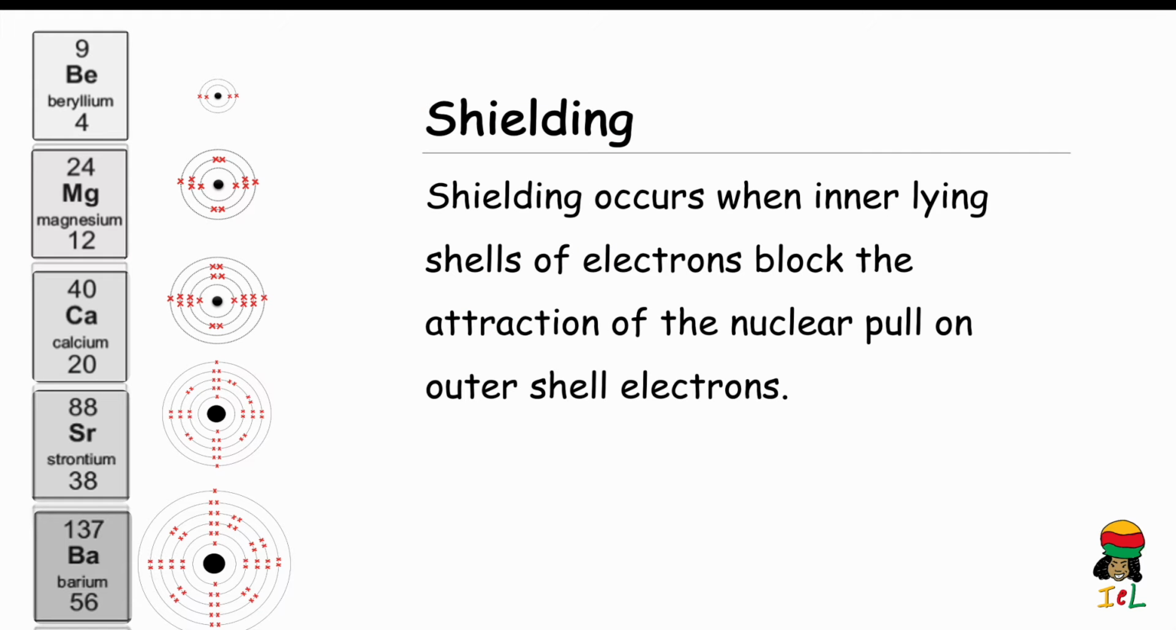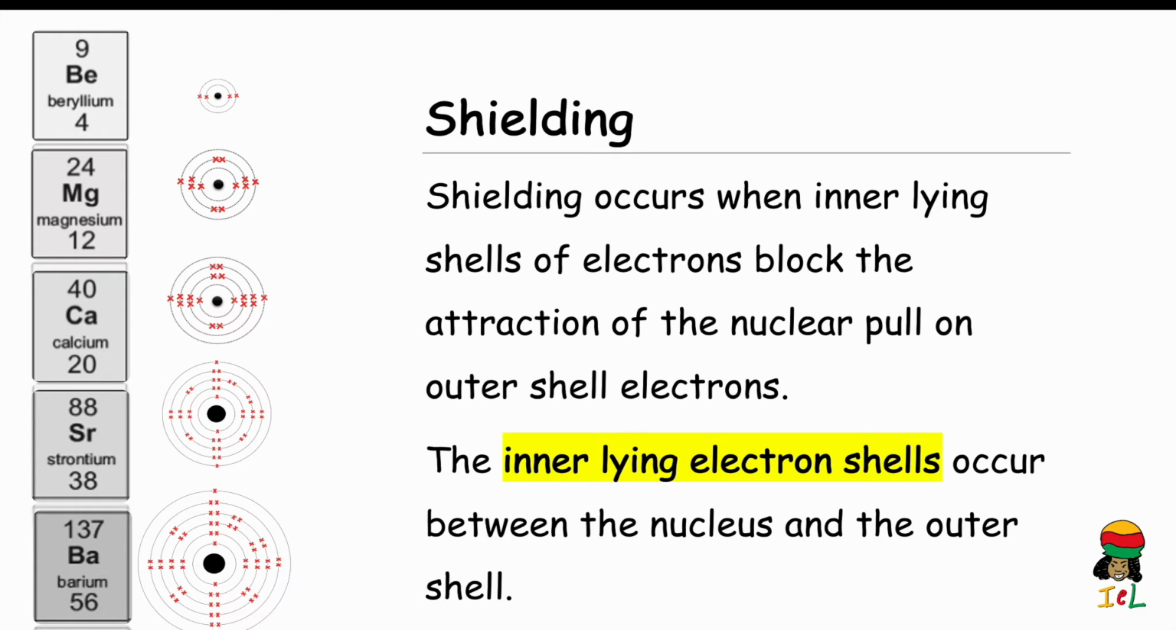The second Group 2 trend we will examine is shielding. Shielding occurs when inner lying shells of electrons block the attraction of the nuclear pull on the outer shell electrons. That is, the inner shells of electrons block or reduce the attraction of the nucleus for the electrons on the outer shell. So what is an inner lying electron shell? Well, the inner lying electron shell occurs between the nucleus and the outer shell.